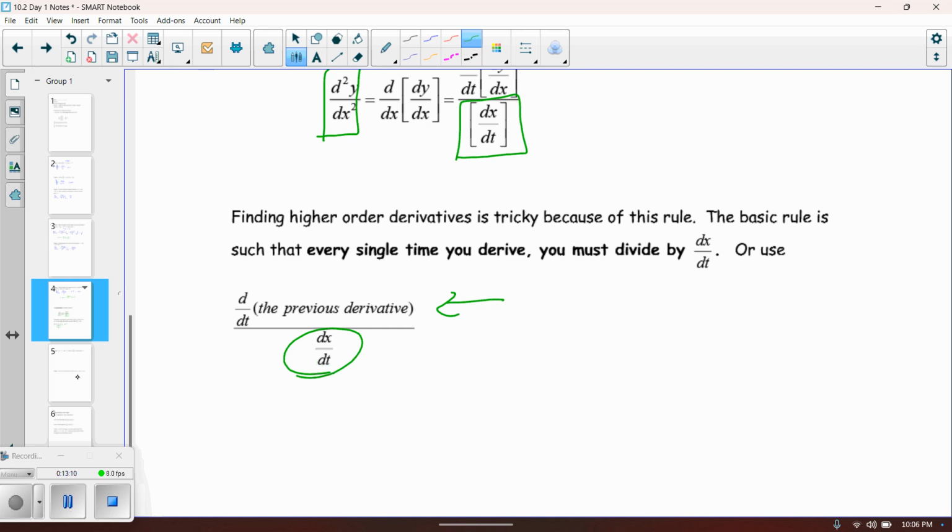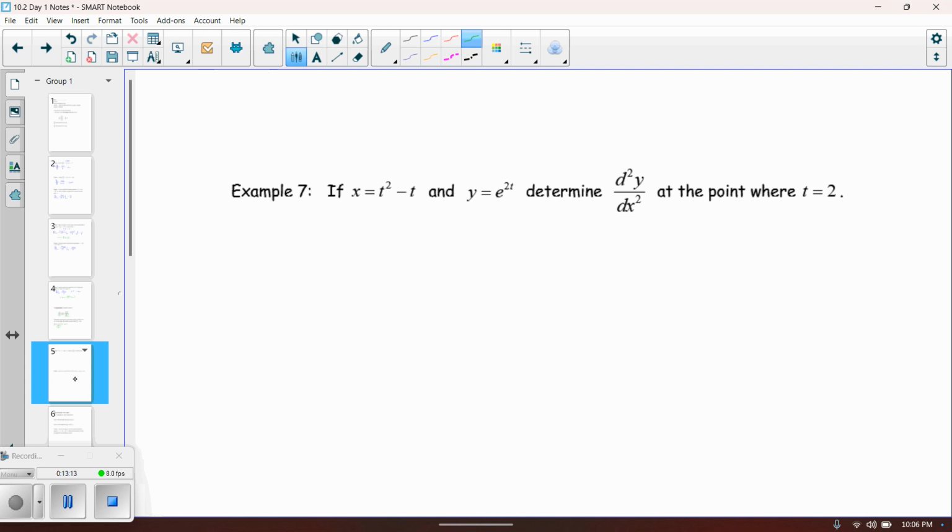So let's take a look. If x is t squared minus t and y equals e to the 2t, we want to find the second derivative at the point where t equals 2. In order to find the second derivative, we have to get the first derivative first. So let's change the colors. Let's go orange here. We're going to do dy over dx, which is the derivative of the y portion. The derivative of e to the 2t, again using a small chain rule, is 2e to the 2t. The derivative of the x portion is 2t minus 1. So that's dy over dx.